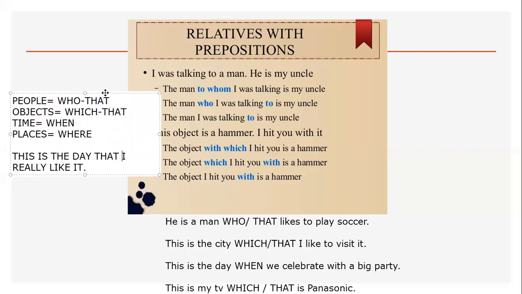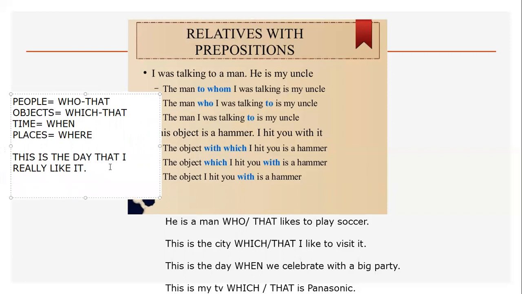We use it, for example, with holidays a lot. Christmas, for instance, this is the last sentence. Christmas is the day when people celebrate. En vez de decir Christmas is the day. People celebrate this day. No, I say Christmas is the day when people celebrate. En inglés se habla mucho de esta manera.